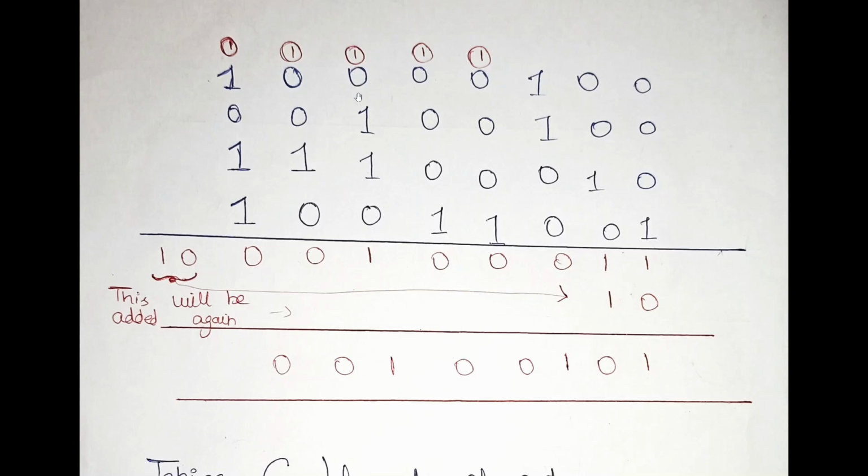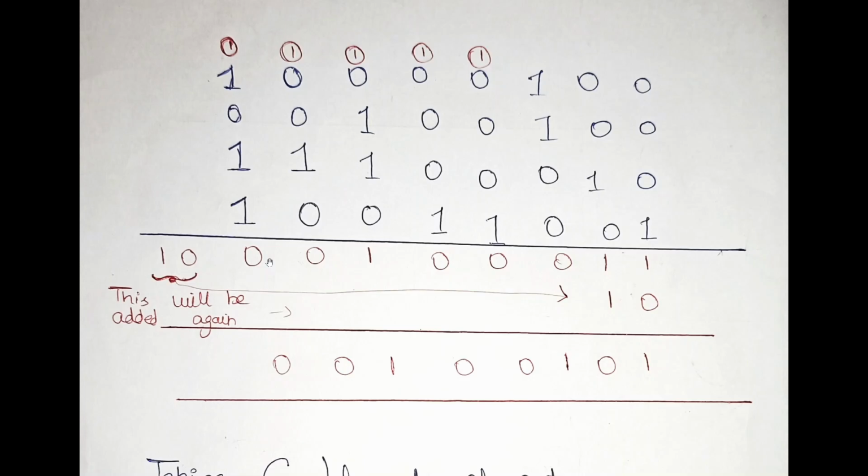Now 1 plus 1 plus 1, when there are 3 ones, then it's 11. So 1 and 1 will be, the other one will be carried to this column. Now 1 1 is 10, so 0 here and 1 here. Now these are 4 ones, 1 plus 1 plus 1 plus 1. This came out to be 100.